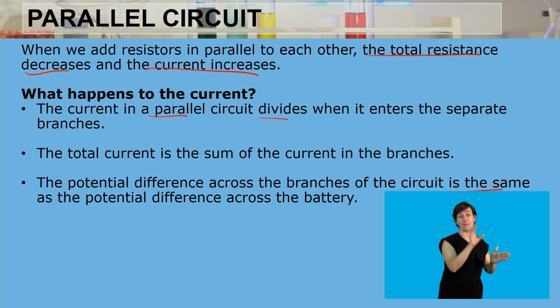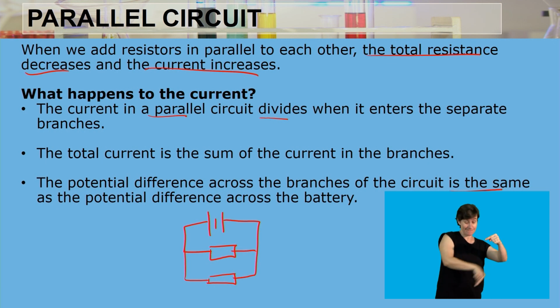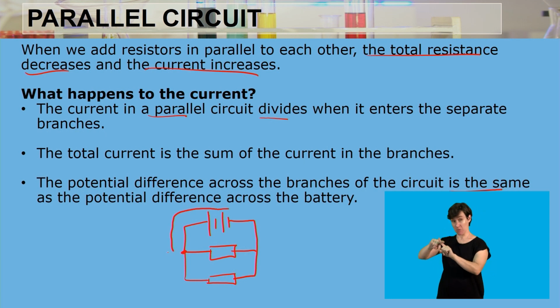So what we are saying with this is, when you have your circuit with two resistors that are connected in parallel, the point here says that the current in parallel will divide when it enters a separate branch. As your current is moving from negative to positive, when it gets to this point, it has to divide. So that's what we mean when we say it will divide.